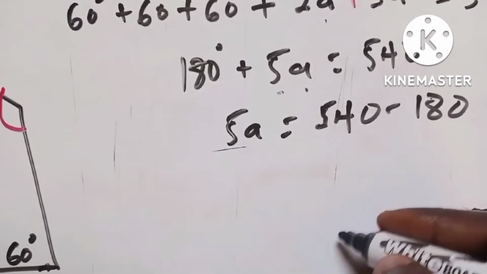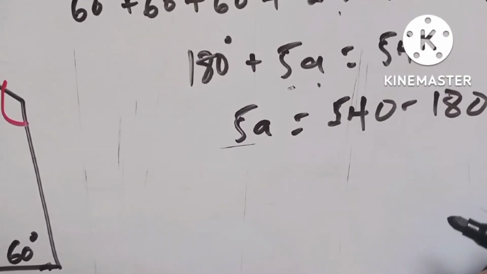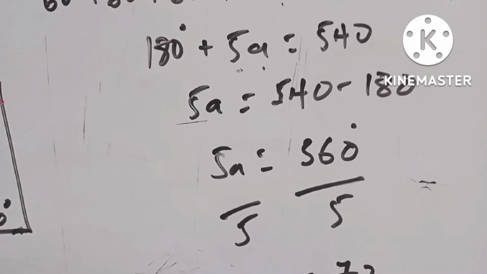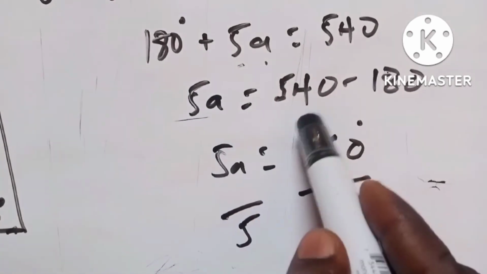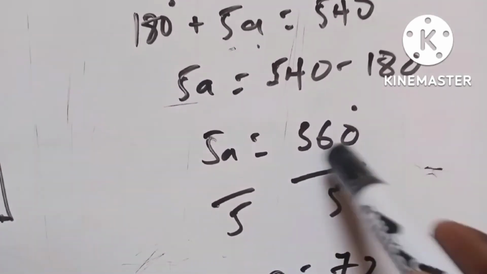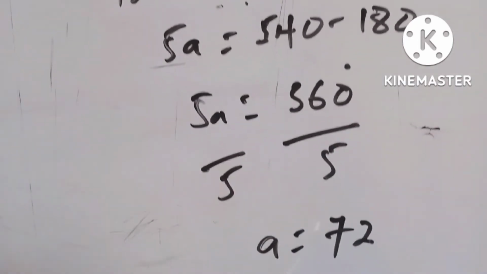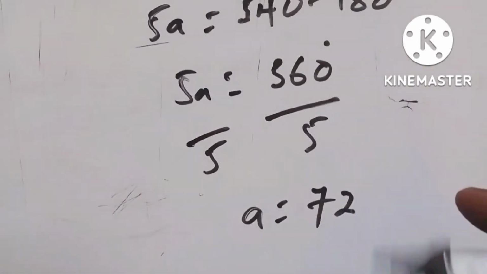Now let's proceed from here. Now we have 5a is equal to 540 minus 180. If we subtract all this, that's going to give me 360. So we divide both sides by 5, and then you have the value of a to be 72 degrees.